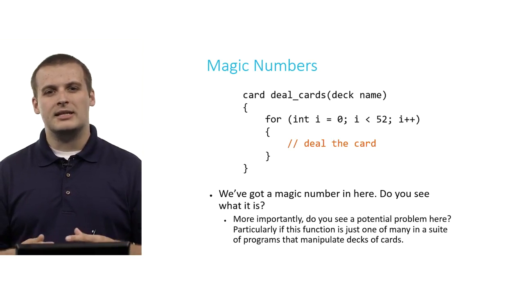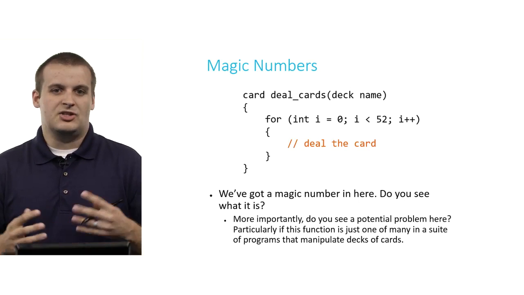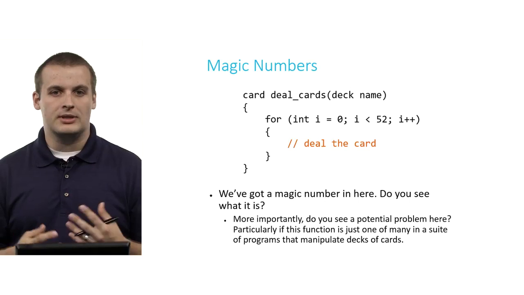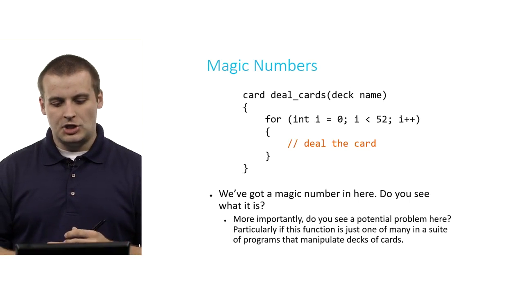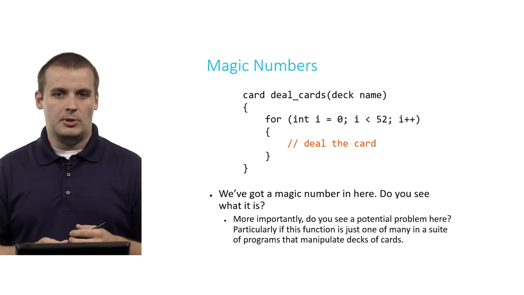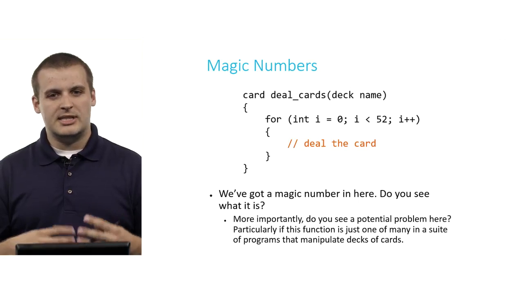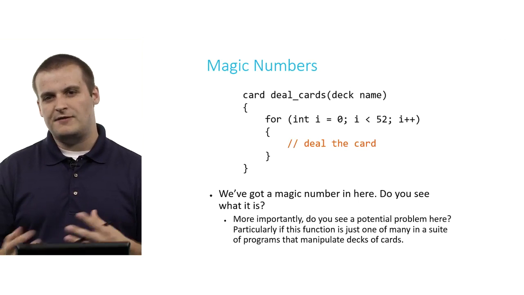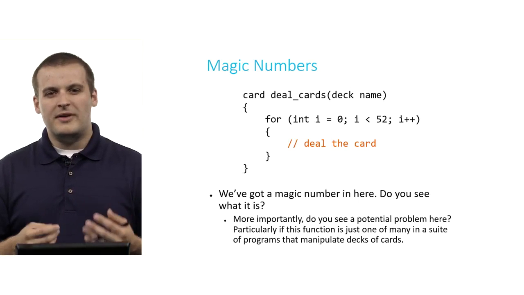For example, let's take a look at this simple function here. Obviously, there's no data type in C called card or deck, so just bear with me. It's a little bit of pseudocode mixed in here. This is a function called deal cards that apparently takes a deck as its parameter and will output to me a single card. And I'm doing something here where I have a loop that runs from 0 to 52, and I deal a card. Well, we've got a magic number in here, right?